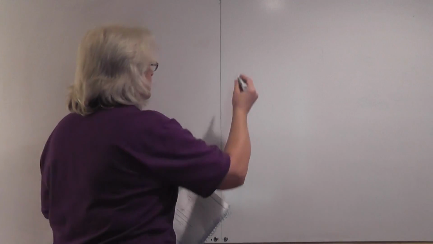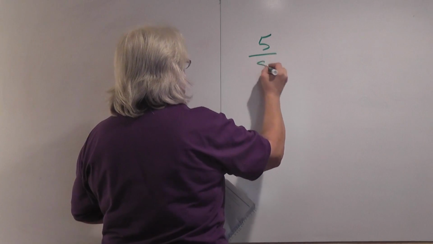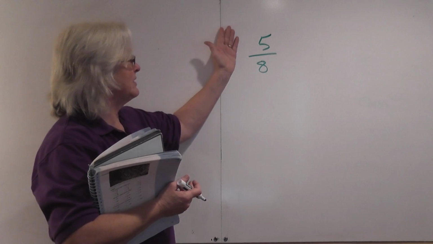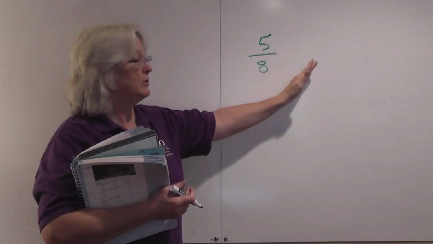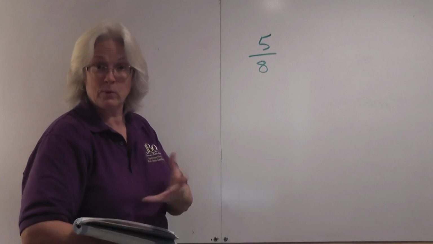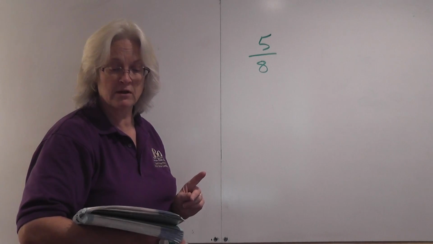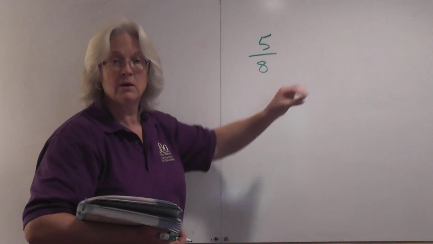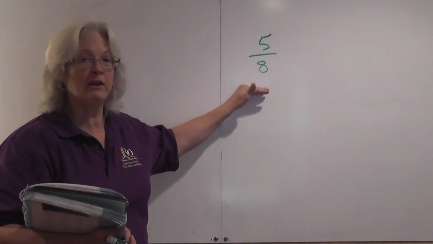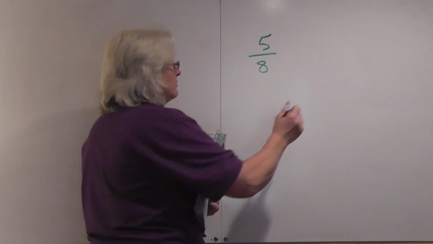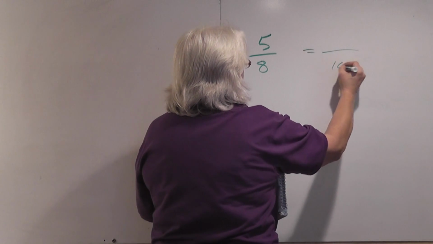Our problem says, write 5/8 as a percent. Okay. We're going to have to do 5/8 as a percent. How did we do it last time? First we renamed this as an equivalent fraction with a denominator of 100. Well, is that what it's telling us to do here? No. It says, express 5/8 as a percent by writing a proportion and solving for the unknown. Why did they not just say, rename this as an equivalent fraction with a denominator of 100?